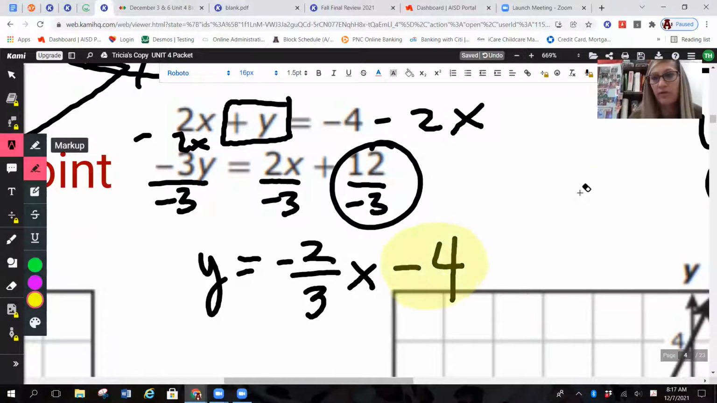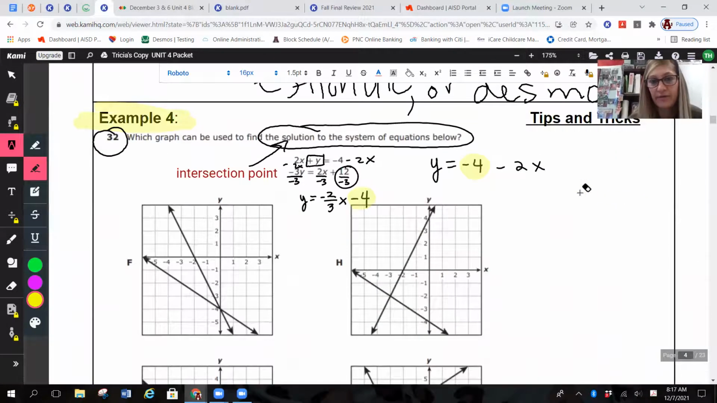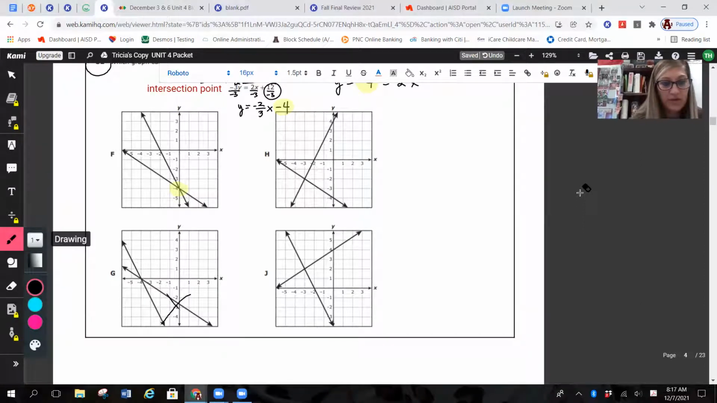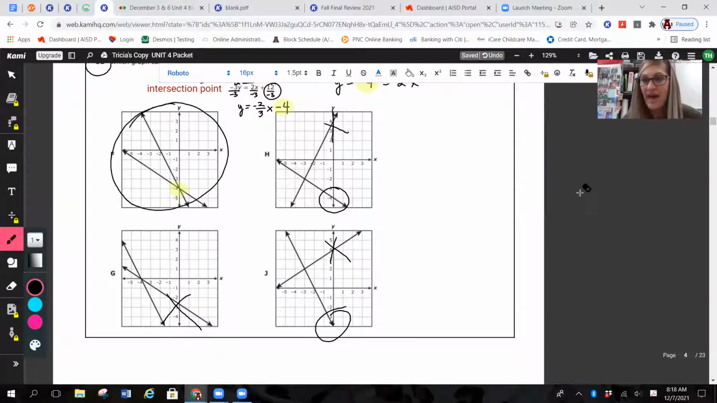I know that both graphs need to cross at -4. This has both lines crossing at -4. This one does not. This one only has 1, but that one doesn't cross at -4. So I know the answer is F.